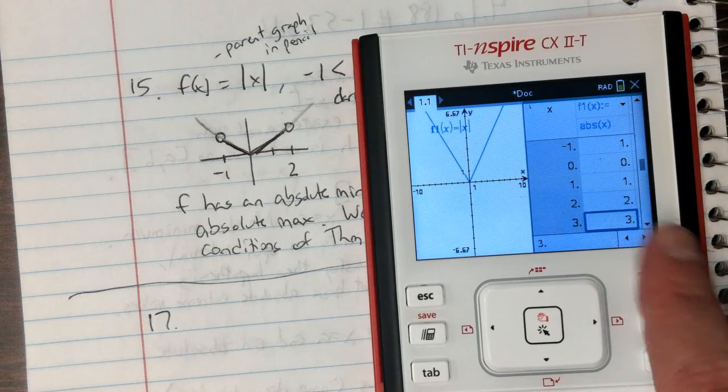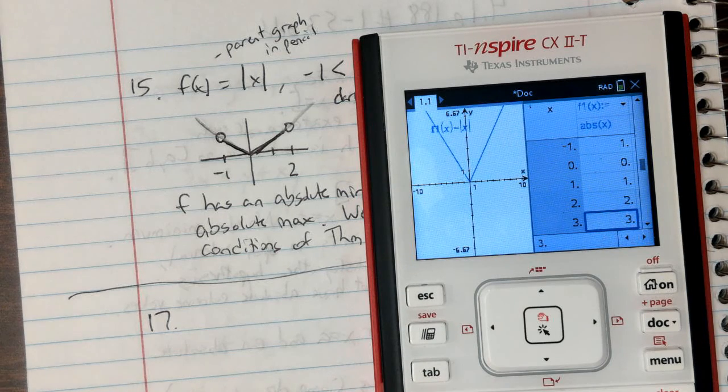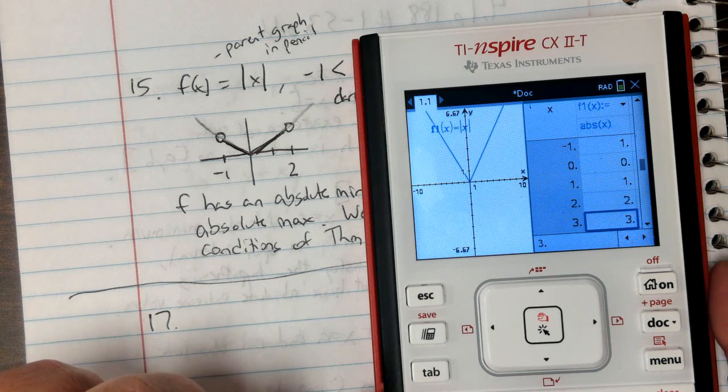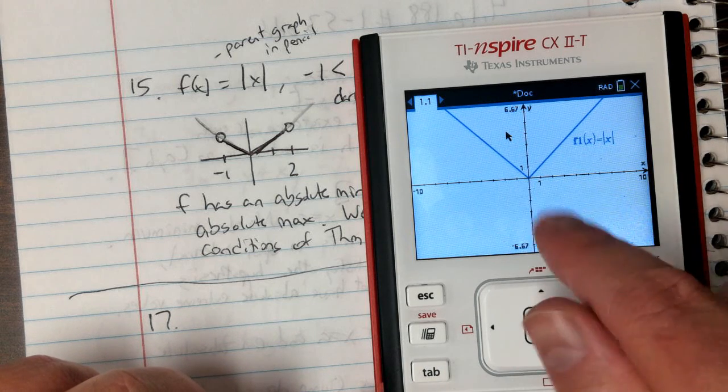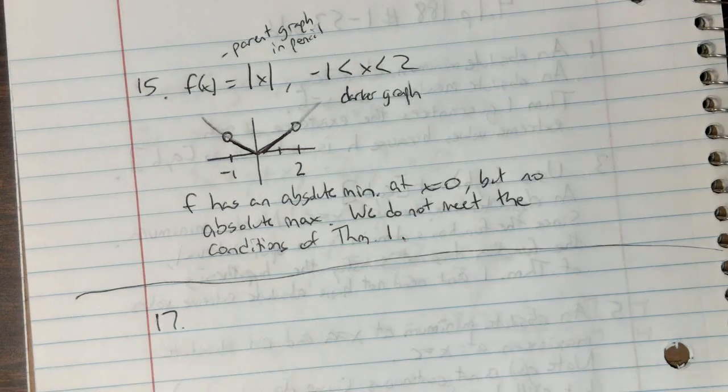Now notice when we're showing the table, it looks like a vertical stretch, so to speak, but that's just because of the scale factor, because when I get rid of the table, it's back to like the 45-degree angle. So those are just some tidbits on the graph, and now we're on to 17.